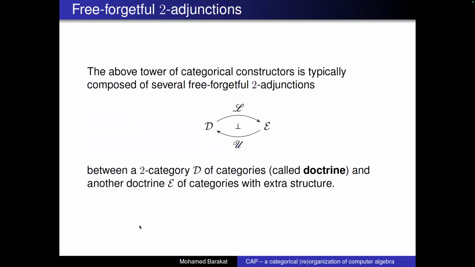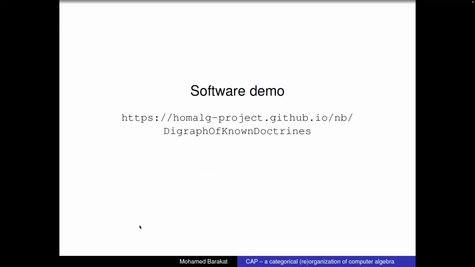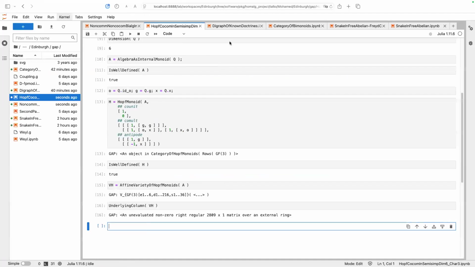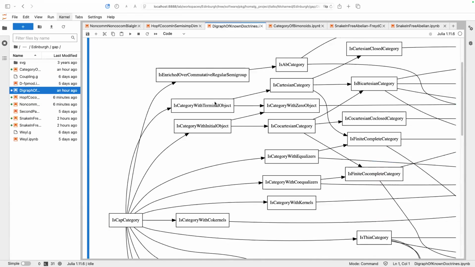So the above tower of categorical constructions is typically composed of several free forgetful two-adjunctions between a 2-category D of categories. So this is K-linear categories, for example, and these are the K-additive categories. So between a category of structured categories, which we call D for doctrine, and a category of more structured categories, E, for extra structure. This is what you've seen on the previous slides. And here are the doctrines that are already implemented in CAP. There's something like 82 doctrines.